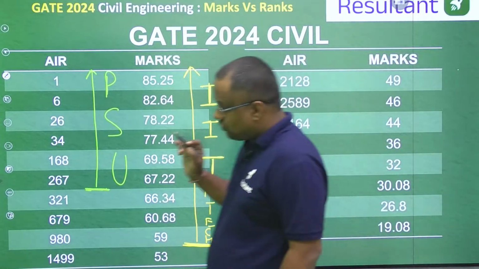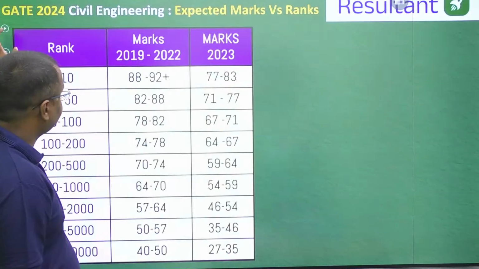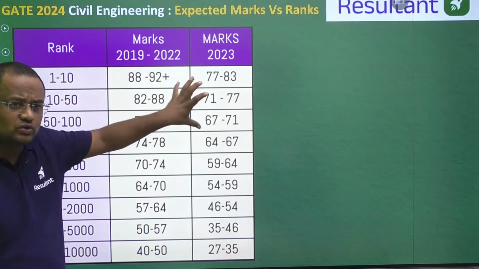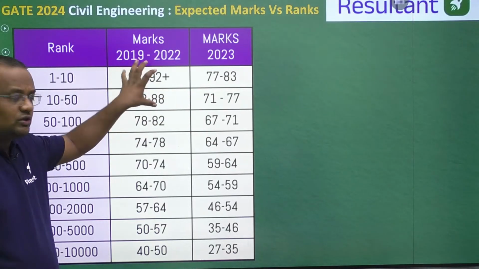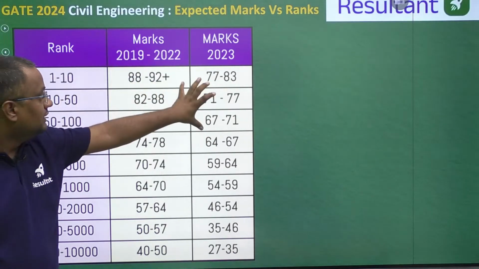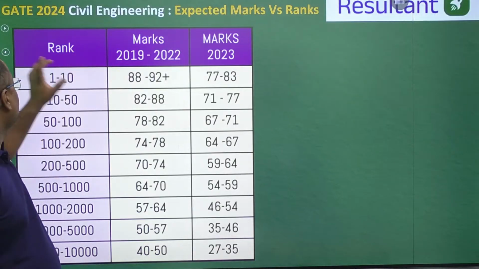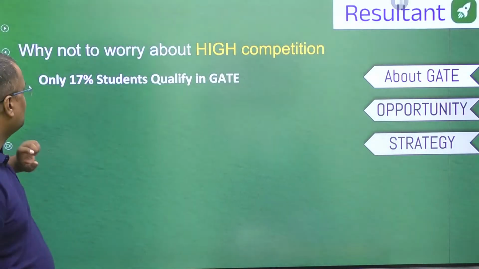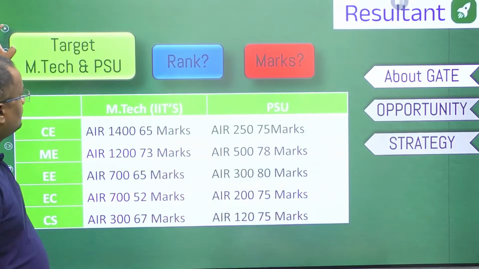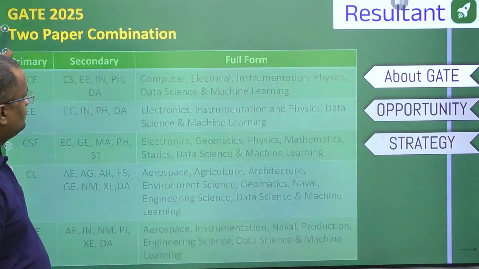Now, moving forward from here, guys, this is the range of 2019 to 22. In 2019 to 22, at what marks, what rank is there? In 23, at what marks, what rank is there? And I just showed you 2024. All this data I will be telling you, guys. Okay, now, this I have told you.